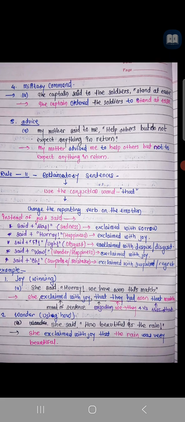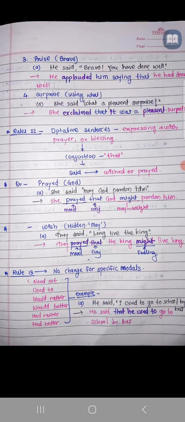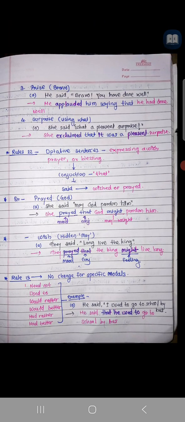Next, praise and bravo. He said, "Bravo, you have done well." And bravo means applauded. So he said, "Bravo, you have done well." It is a praise. Applauded means praise; the synonym of praise is applauded. Next: he applauded him, saying that he had done well.